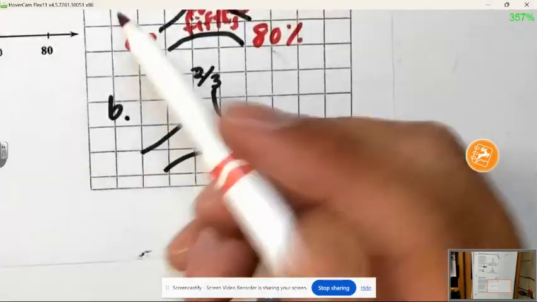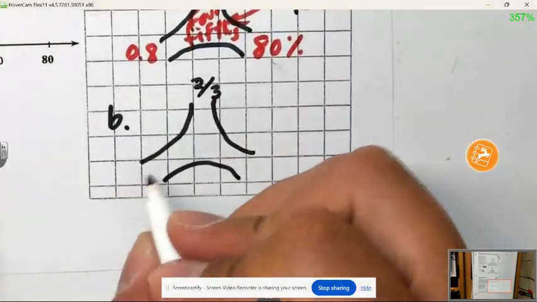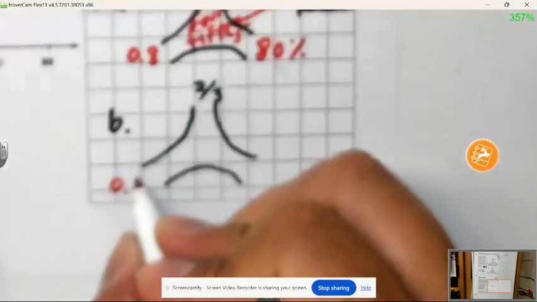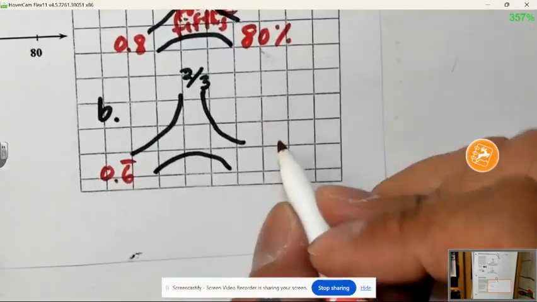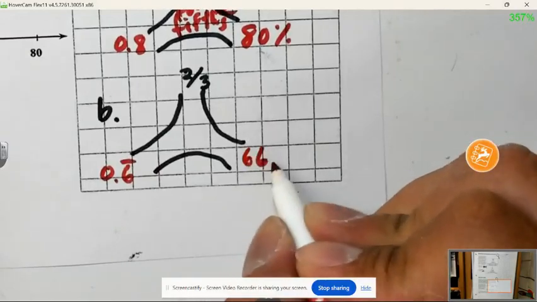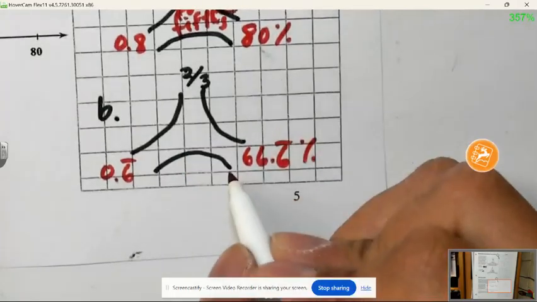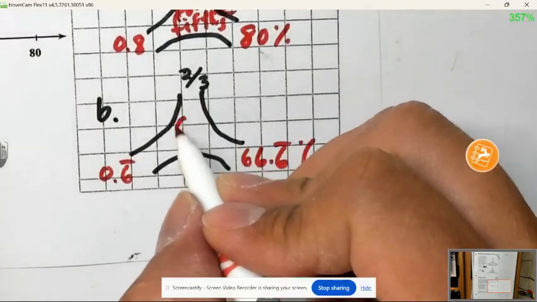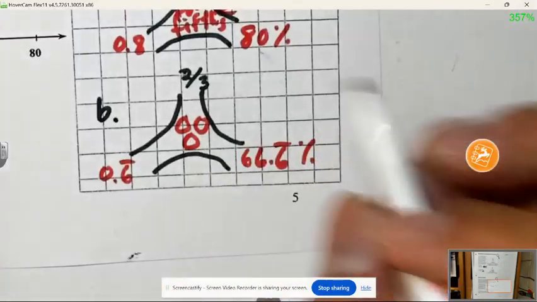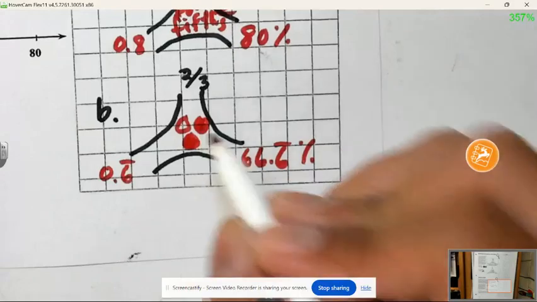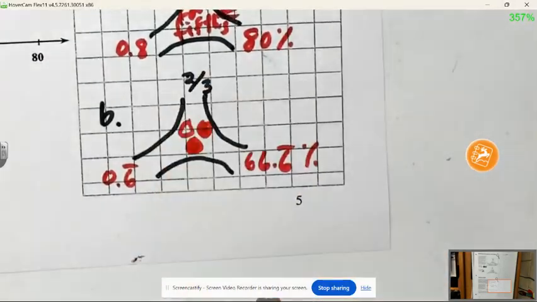All right, so now let's do 2/3. 2/3 is a repeating decimal, and as a percent, it's 66.6 repeating percent. And as a picture, let's just draw 3 items, and we're going to color in 2 of those 3. So there's the 2/3.